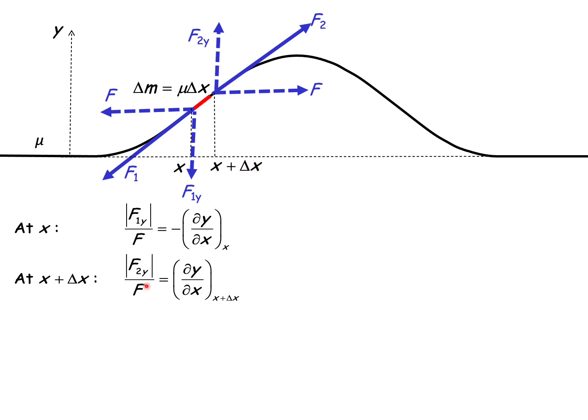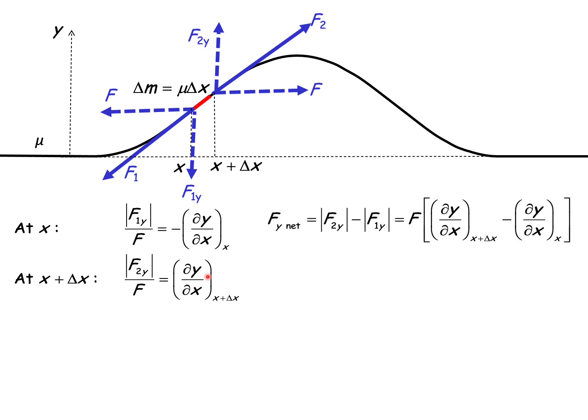So these equations we now have under our belt, and we know that the net force on this is going to be equal to F2 of y minus F1 of y. That's the net force applied to this. And using this relationship here, we can write that that's equal to F times the partial derivative of y with respect to x evaluated at x plus delta x, minus the partial derivative of y with respect to x evaluated at x.